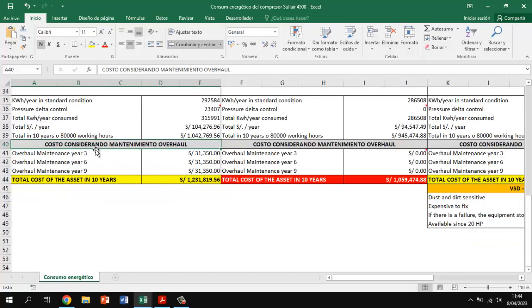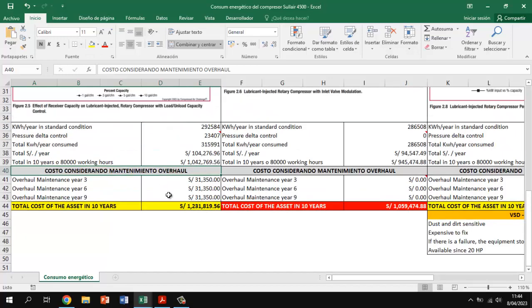So this is the cost or the price if you consider your overhaul maintenance. This is a special condition because, I think in Atlas Copco, your overhaul is in the ninth or tenth year. For Schuler, that brand recommends you need an overhaul in year 10.